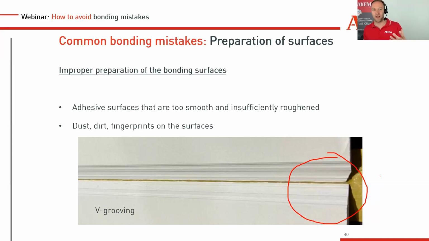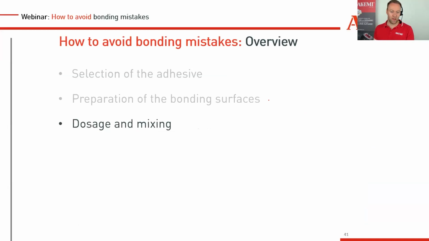Use a solvent-based cleaner or alcohol cleaner and brush this area really tight, really proper, so you remove all the dust and the fingerprints to get a good bonding later on. So now our bonding surfaces are prepared properly. Now it comes to dosage and mixing.